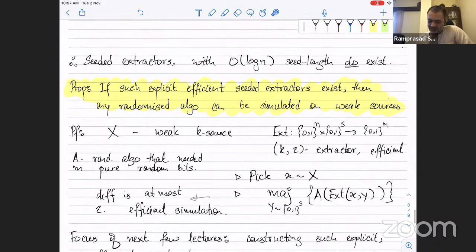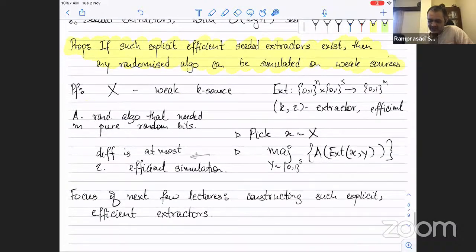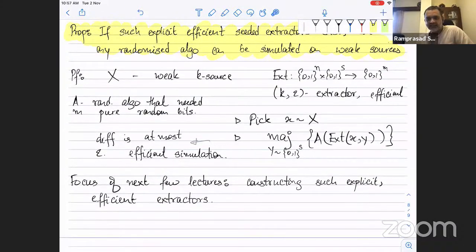And what we are going to do in the next few lectures is try to construct such explicit efficient extractors. And we'll basically be throwing the kitchen sink at it. I mean, we'll try and figure out, okay, we have seen hash functions. Do hash functions have some extractor-like properties? And then we'll ask, we looked at expander walks.